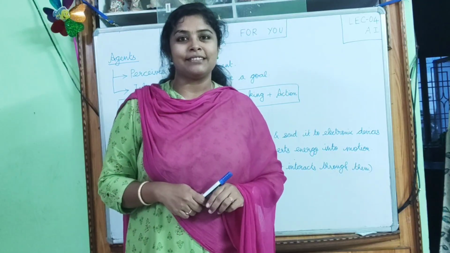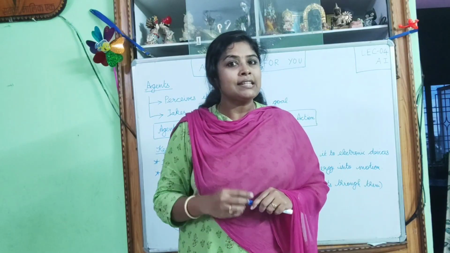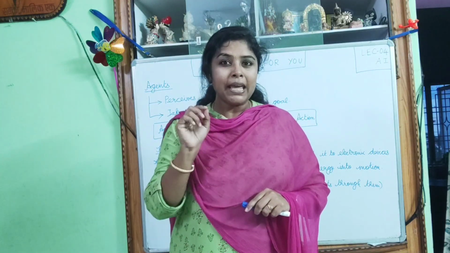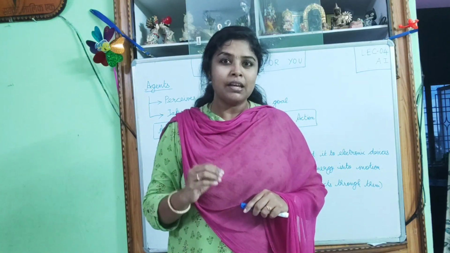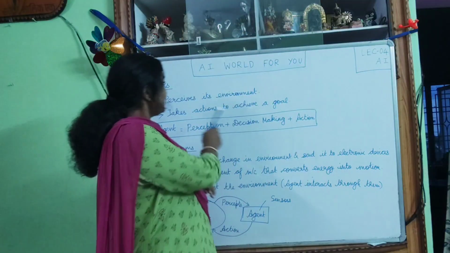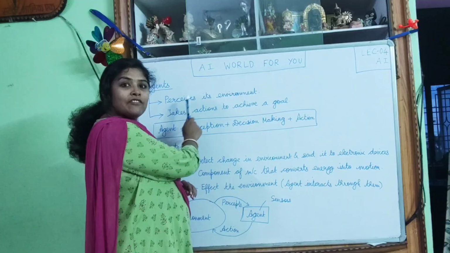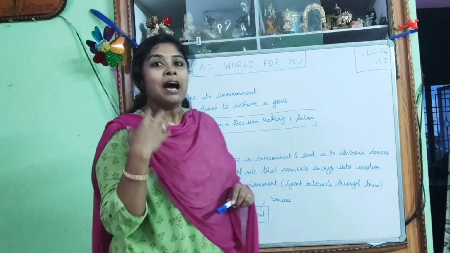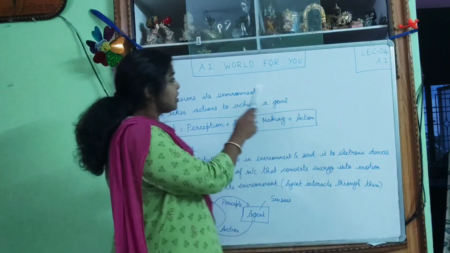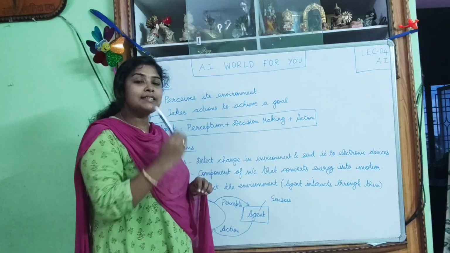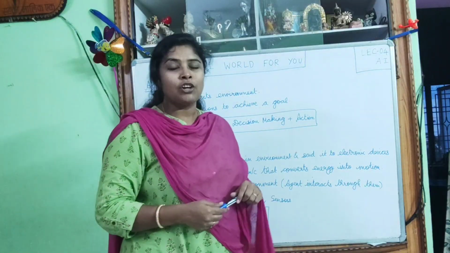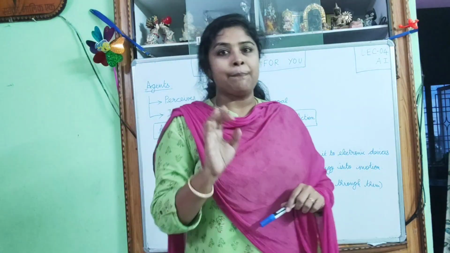So let's get started. Talking about agents in artificial intelligence, the term agent refers to something which can learn from the environment. So this agent is going to perceive its environment, it's going to observe the environment and learn from it. So based on what it has learned from its environment, it is going to take actions to achieve a goal. Let me put it in simple terms.